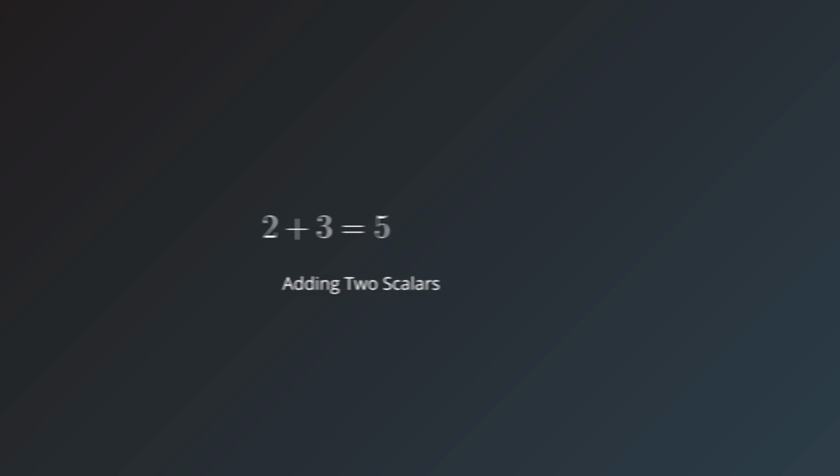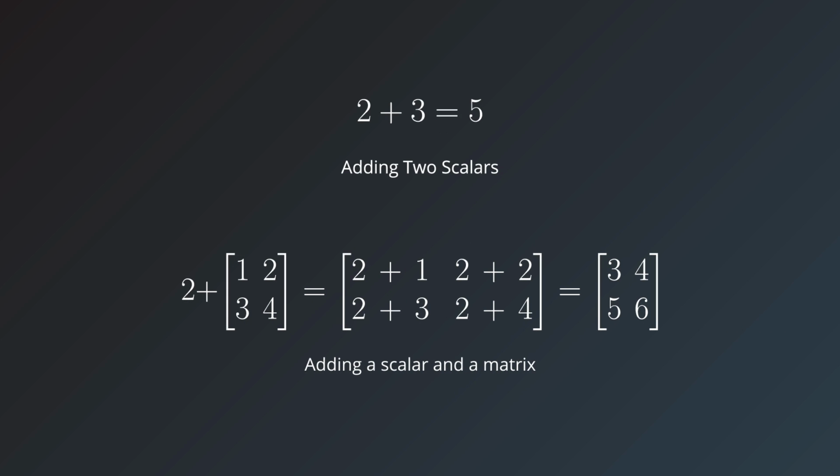To add two scalars, it's easy, like 2 plus 3 equals 5. To add a scalar and a matrix, it's practically the same thing. Just add the scalar to each of the items in the matrix. So 2 plus the matrix 1, 2, 3, 4 equals the matrix 3, 4, 5, 6. You can do the same thing with other math operators too.